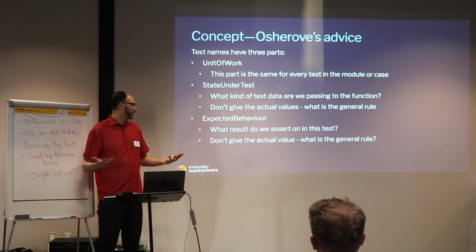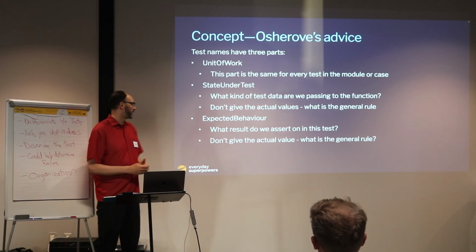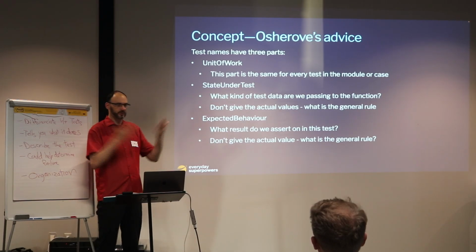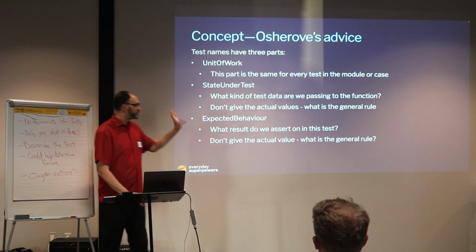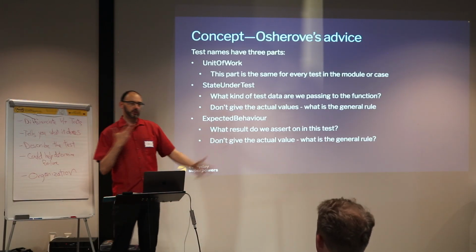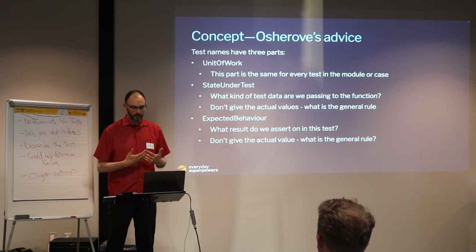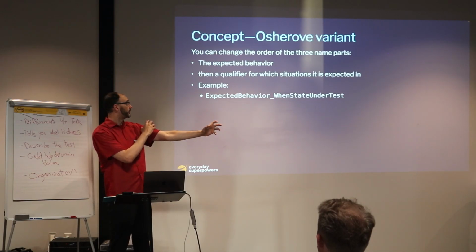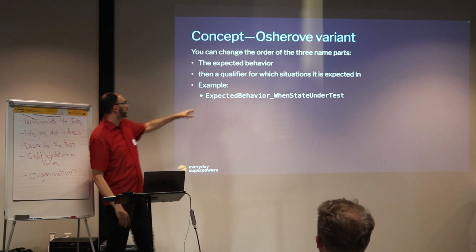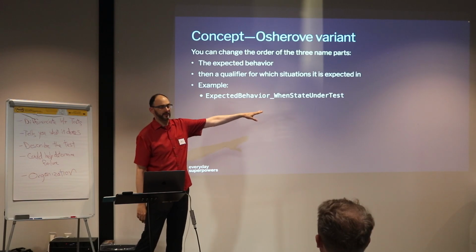And then finally, the third part, expected behavior. What result do we assert on this test? What kind of behavior do we expect? There is some variation depending on the situation. People will flip the second and third parts, to do expected behavior when the stated condition holds in their test.